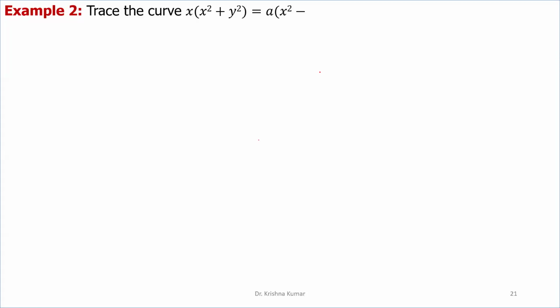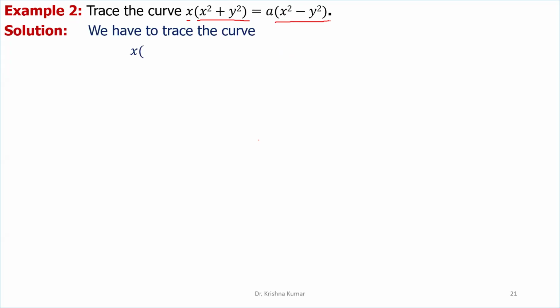In this lecture, we trace the curve x times (x square plus y square) equal to a times (x square minus y square). We have to trace the curve x(x² + y²) = a(x² − y²). Let us just simplify it.